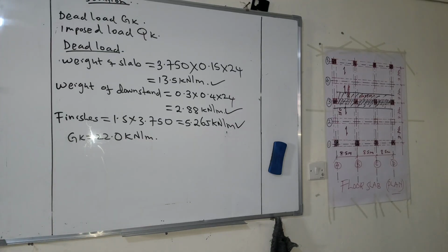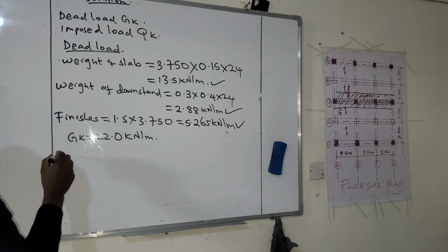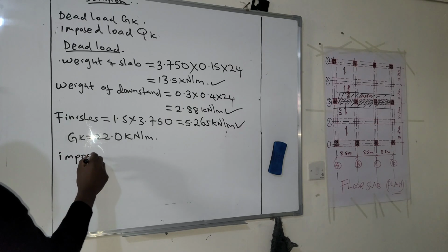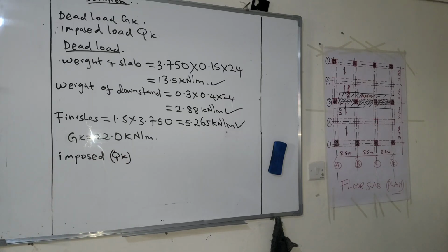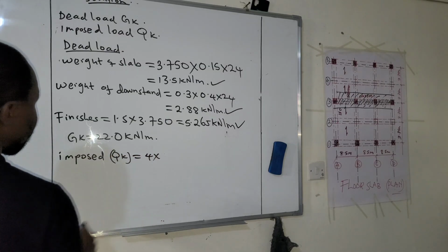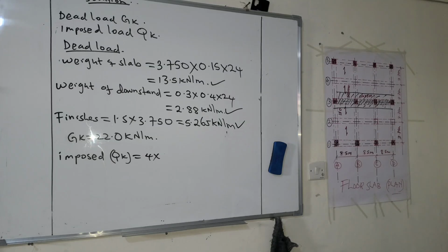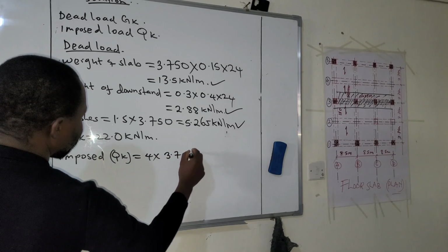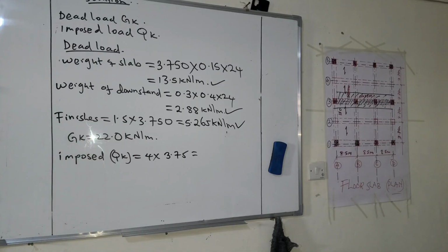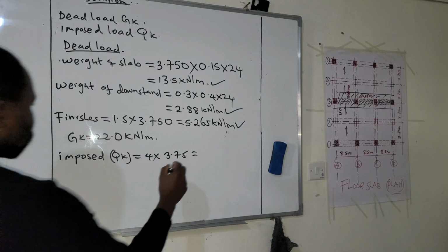Then we proceed to imposed load, which is Qk, is equal to, in the question, we were given 4 kilonewton per meter square as an imposed load. So this one is equal to 4 times the width of the flange, or no, the effective flange, which is 3.75. So this one is equal to 15 kilonewton per meter.